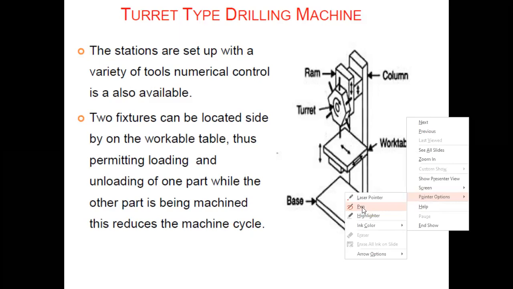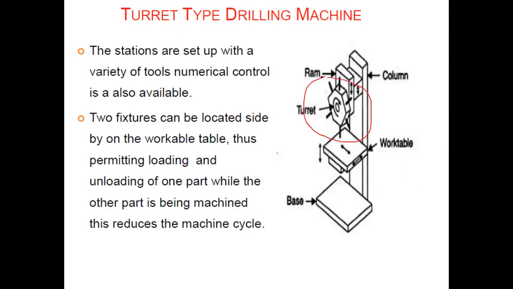We will take this pointer. So this is a typical turret, and it is considered as a station here. In this turret, a variety of tools can be mounted, and numerical control can also be used. Once one operation is completed, by rotating this, using proper linkages, you can move the turret to the other side, and another cutting tool comes in contact with the workpiece and performs the operation. Similar to the turret lathe, where the turret replaces the tailstock, here the turret is mounted on the spindle.